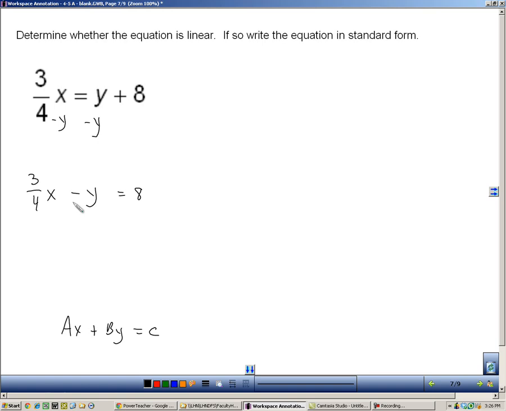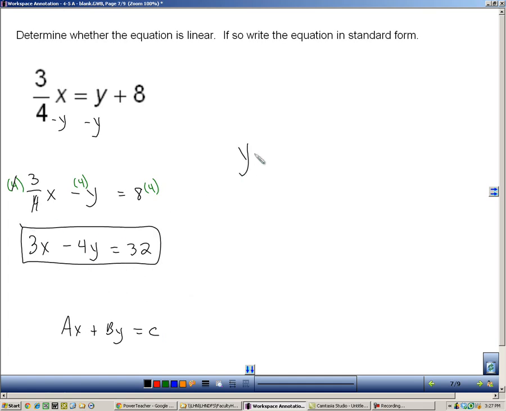The one thing though that I cannot have in standard form is a fraction. So I'm going to have to find a way to eliminate that fraction. Some of you might be thinking reciprocal, and that would get rid of this fraction, but it would create more fractions over here, so I don't want to do that. So what I'm going to do is multiply by the denominator. I'm going to multiply that by 4. That means you got to multiply everything by 4. And watch what happens. 4 cancels with 4, leaving a 3x. 4 times y is 4y, and 8 times 4 is 32. So now you can see my a is a 3, my b is a -4, and my c is a 32. That is standard form. Therefore, this is indeed a linear equation.